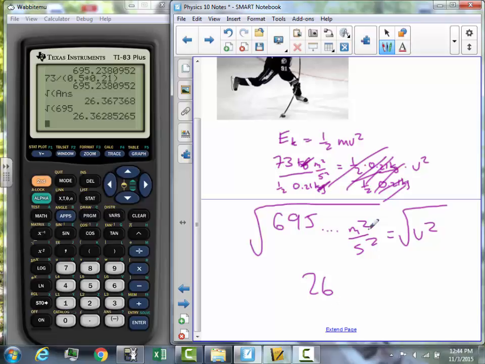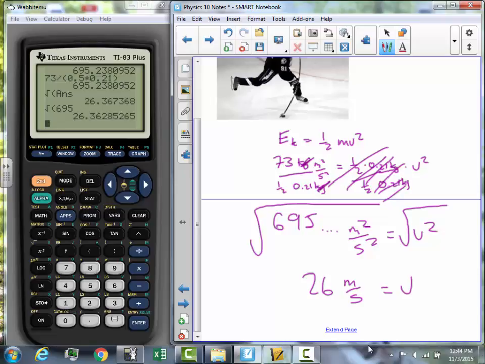For units, you see how this one right here was meters squared? But you square rooted it. So now it's just meters. And this unit right here used to be seconds squared, but you square rooted it, so it's just seconds. There's your speed. You can shoot a puck at 26 meters per second.